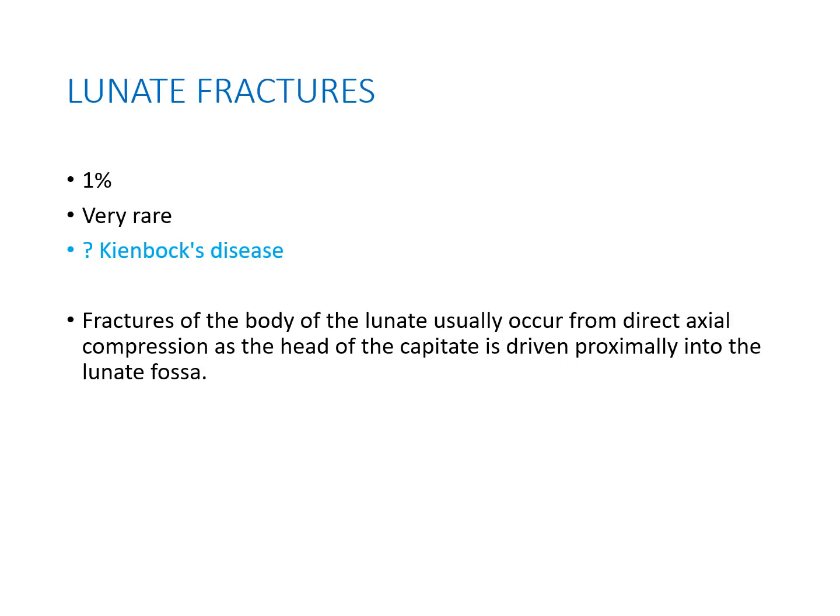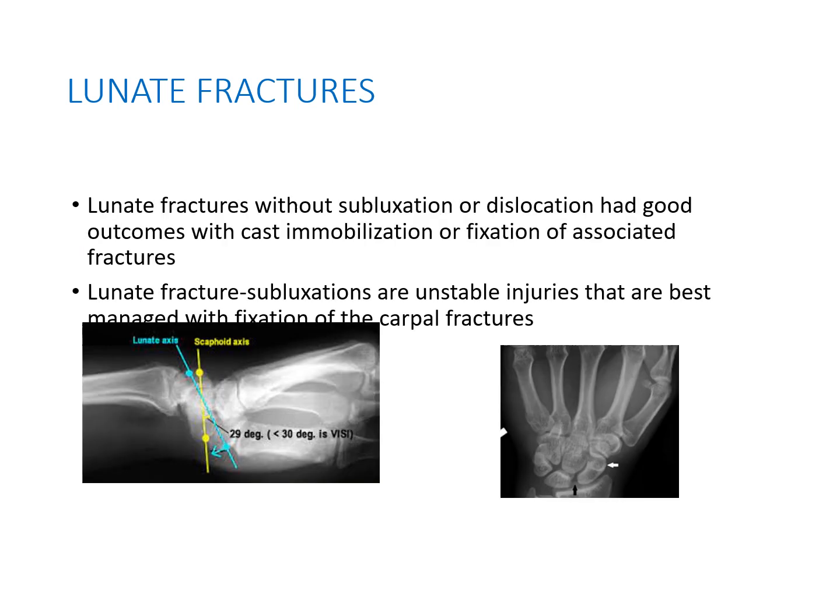Fractures of the body of the lunate usually occur from distal axial compression at the head of the capitate, which is driven proximally into the lunate fossa. We have to look for carpal instability if there is a lunate fracture. If there is no subluxation, no dislocation or instability, those can be best managed with casting. If there is a fracture subluxation, the fracture has to be fixed and the carpus should be stabilized.